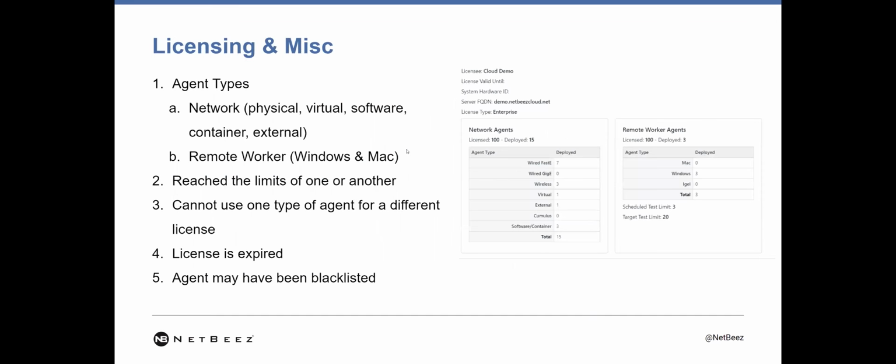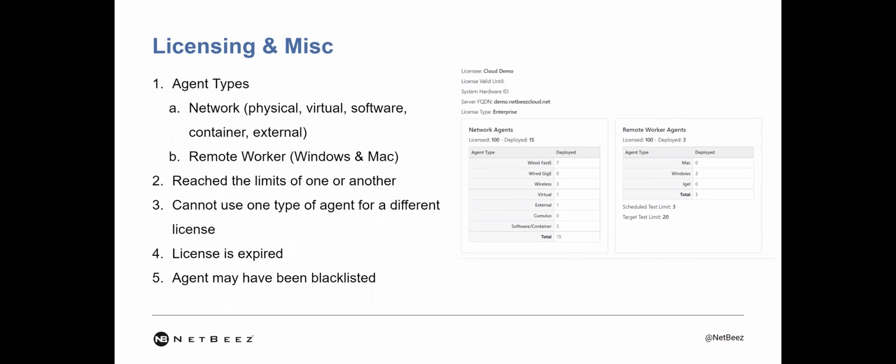So, some other issues: licensing and other miscellaneous things. Agent types: there are two different kinds, network and remote. Network is going to be physical, whether it's a wireless or wired sensor, or virtual. So if it's installed on a Linux box, in a virtual machine like what I do, if it's a software-based install, if it's in a container like on a Cisco switch or just a container on my server, or if it's an external agent for us, when we host in our AWS. If it's a Windows or Mac agent, that's the remote.